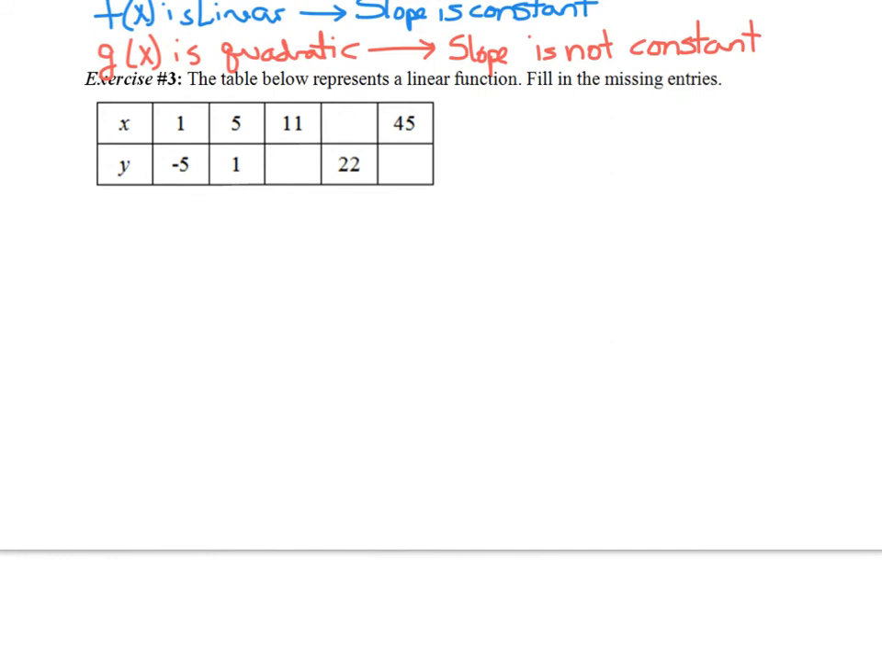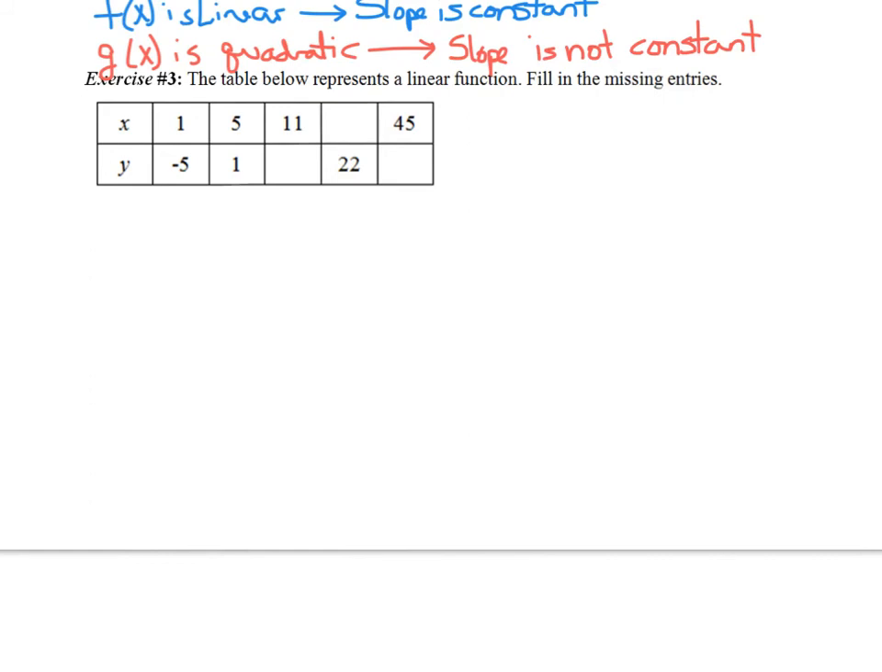Exercise number 3 is somewhat of a challenge problem. If you'd like to, you could stop the video and try to fill it in on your own. If you don't quite know where to start, keep watching the video and I'll explain the first few steps.